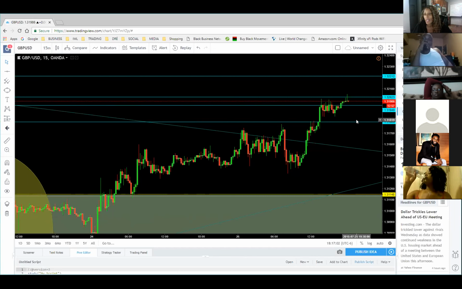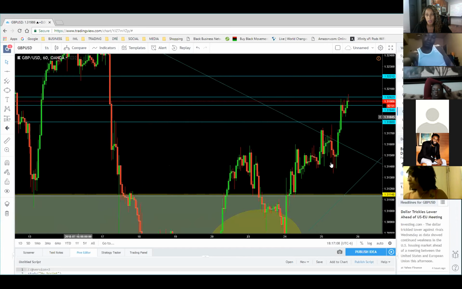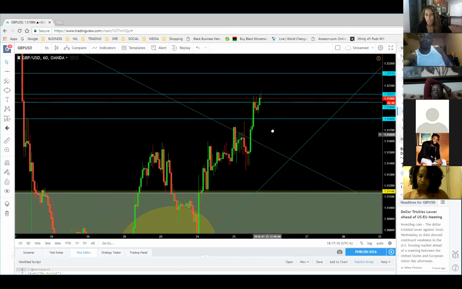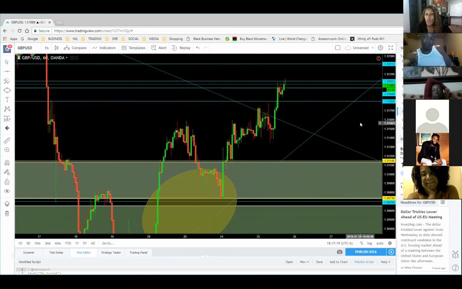It could. But that's why we need to now go up to like the hour chart. Let me see what's on the hour chart. Based on the hour chart, it could come all the way back down to retest the trend line. Y'all see that? It could come all the way back down there. Go to the 4 hour chart.